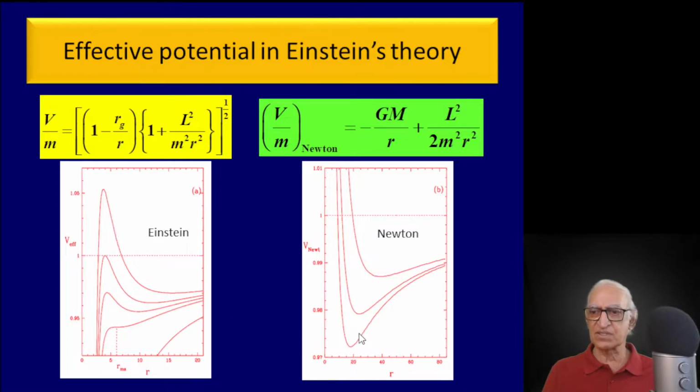Same here in Newtonian theory. These are for various different angular momenta, which we discussed in the case of orbits around black hole. But just concentrate on this one that I'm pointing to. Now, this has a 1 over r cubed feature built into it in addition to 1 over r squared feature.